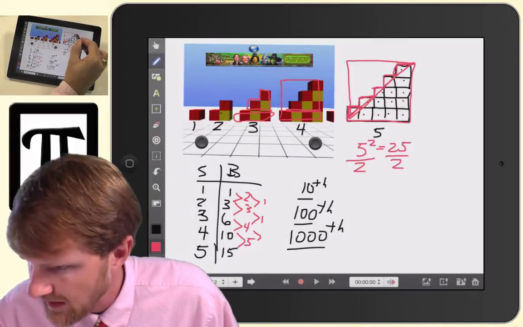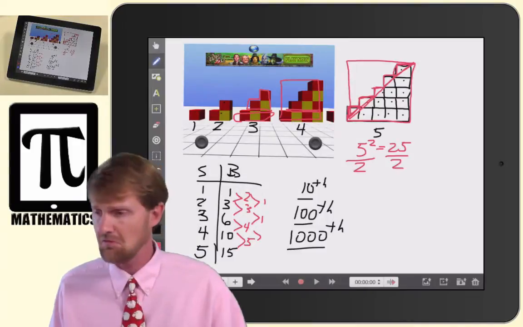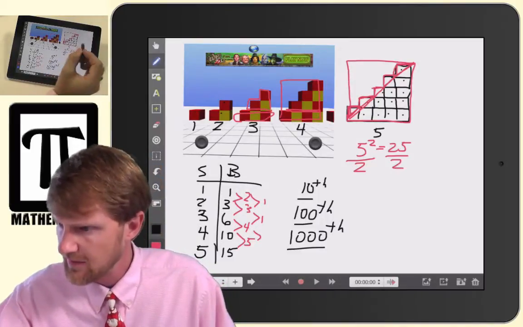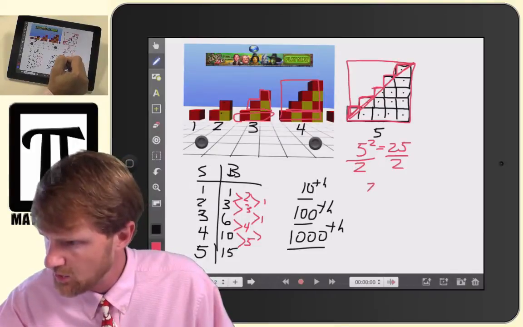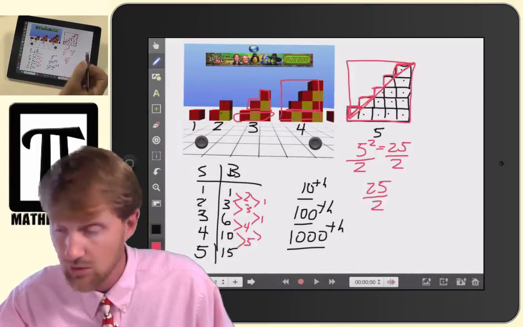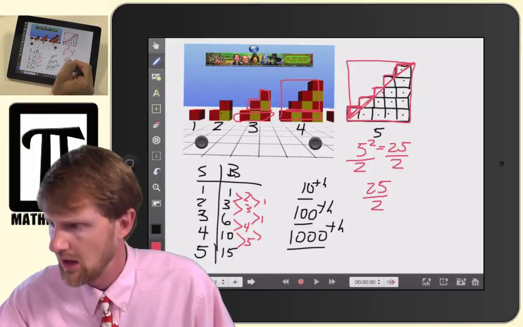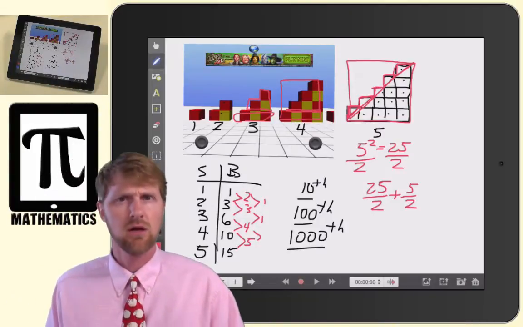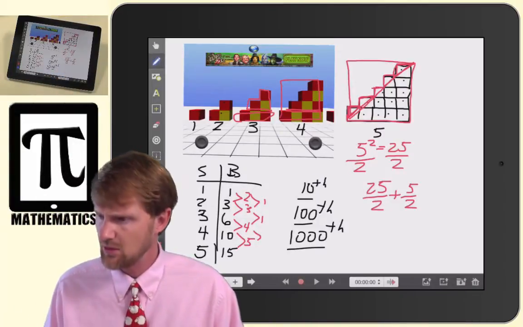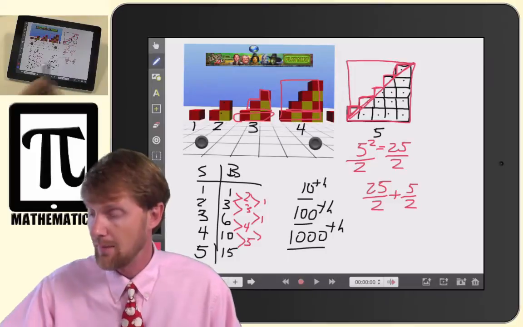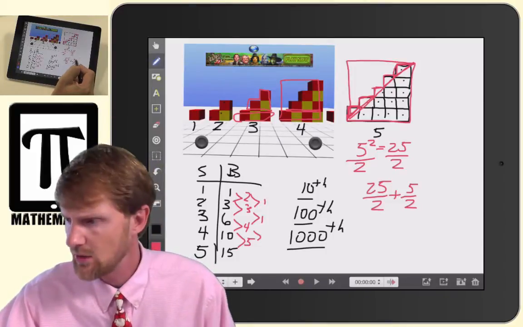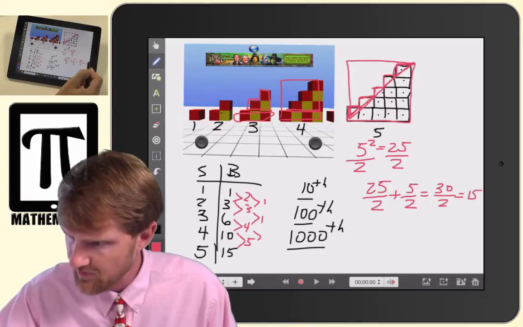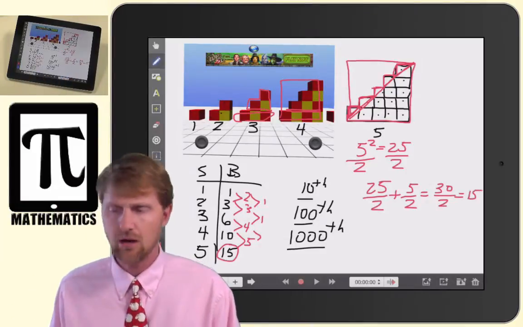And so those are 5 half squares. We know there's 5 of them. So we took our 25 divided by 2, which was the 5 squared divided by 2, and then we added 5 divided by 2. Because these are fractions with the same denominator, we can add those, so that gives me 30 divided by 2, which is 15. And that is the number that we got right there.